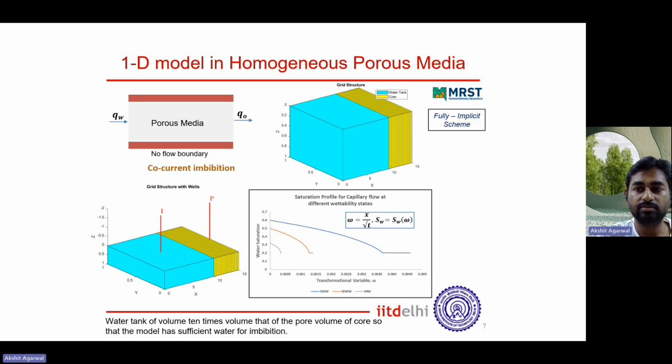As shown in the saturation profile for different wettability states, the water saturation is plotted as a function of omega, which is the transformation variable. For a single layered homogeneous system, we compared the saturation profiles obtained from the simulation with the semi-analytical solution given by Schmidt et al.